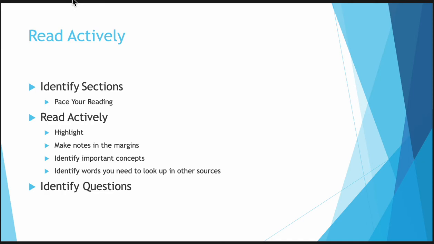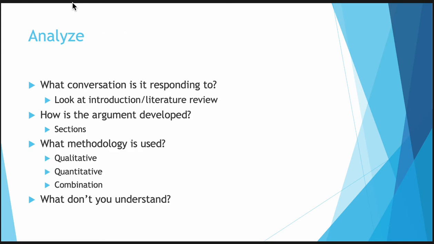Read actively. Make sure that you're highlighting, taking notes in the margins, identifying important concepts, and maybe most importantly, identifying words, terms, and concepts that you need to look up in other sources. When you approach a peer-reviewed article, you should expect that there will be things you don't know and don't understand, and you're going to have to identify questions and figure out how to look up answers to these questions and information.